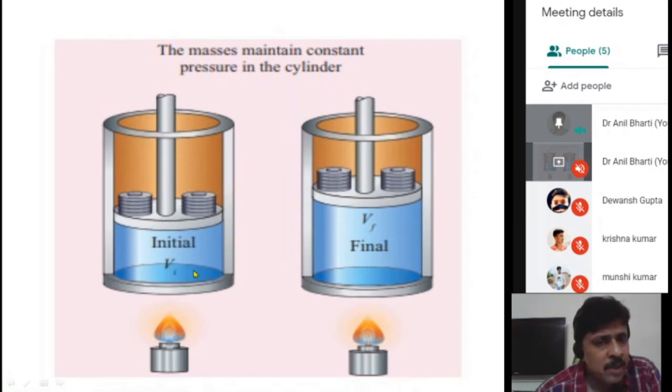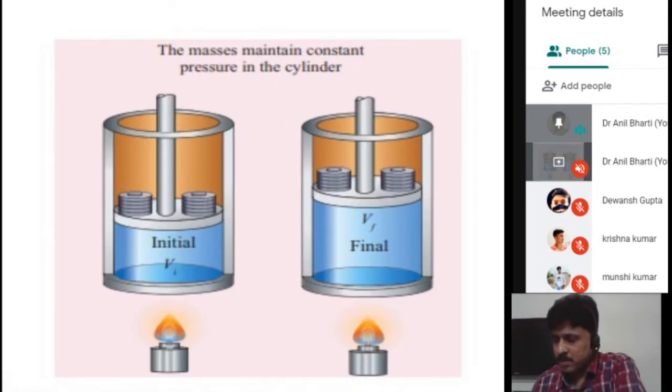So here we can write it as V1 into T1 equal to V2 into T2, because temperature and volume are varying, but pressure is constant. So again we can write an equation for this.